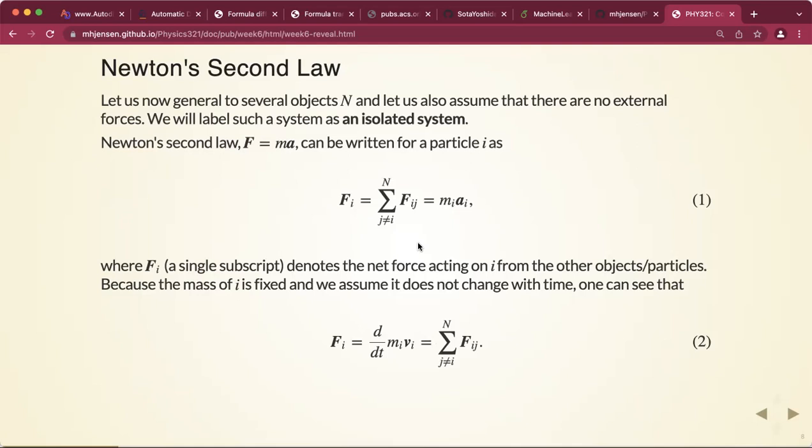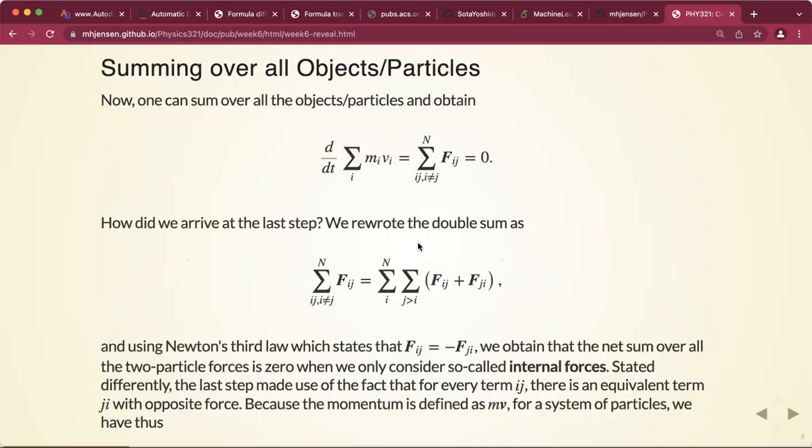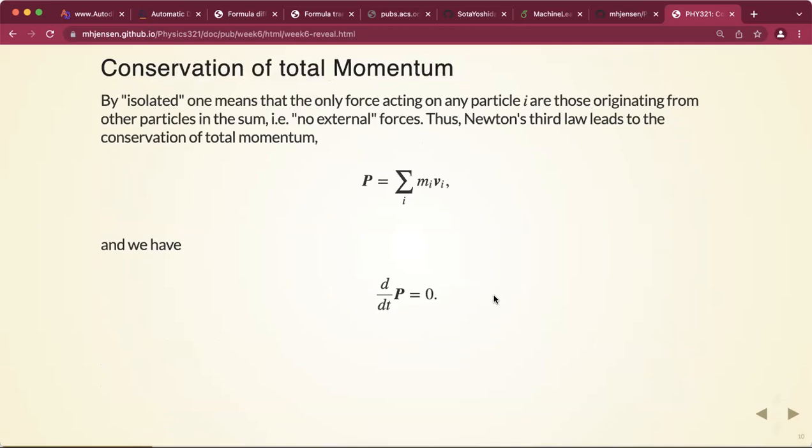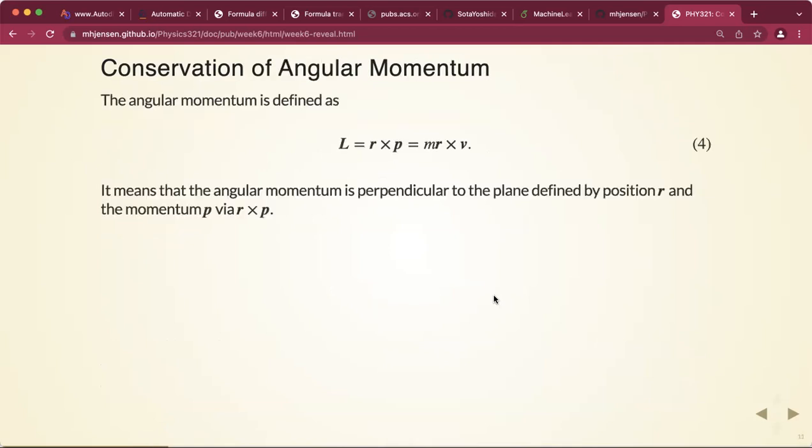So let's see. These are just some of the definitions which we went through last week. And then we could show actually that when we sum over all the internal forces, this is something which would sum up to 0. So the sum of all internal forces is actually equal to 0 when we sum over all the objects. Then that led to conservation of total linear momentum, which was one of the quantities we derived last week.